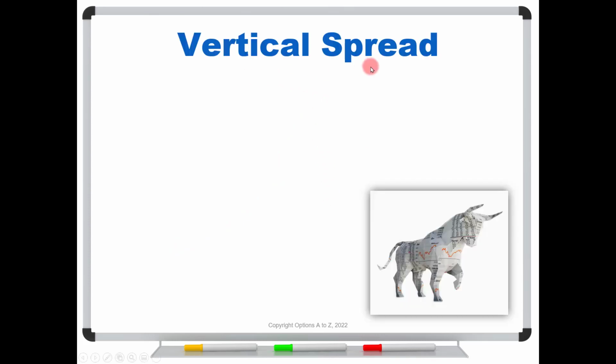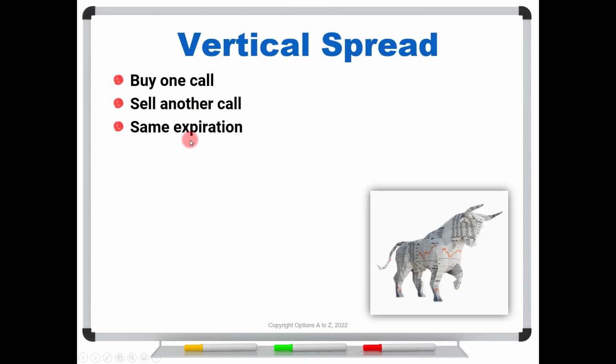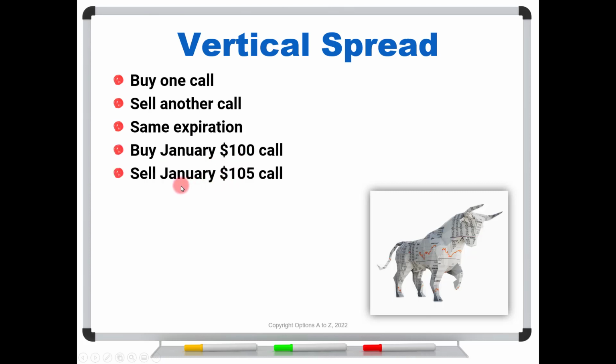What's a vertical spread? Well, we've talked about these many times before. You're going to purchase one call and you're going to sell another call. They have to have the same expiration date. So as an example, you might buy the January 100 call and sell the January 105. We have the same expiration dates, just different strikes. In this example, this would be a debit spread, and that's because you are purchasing the lower strike call.